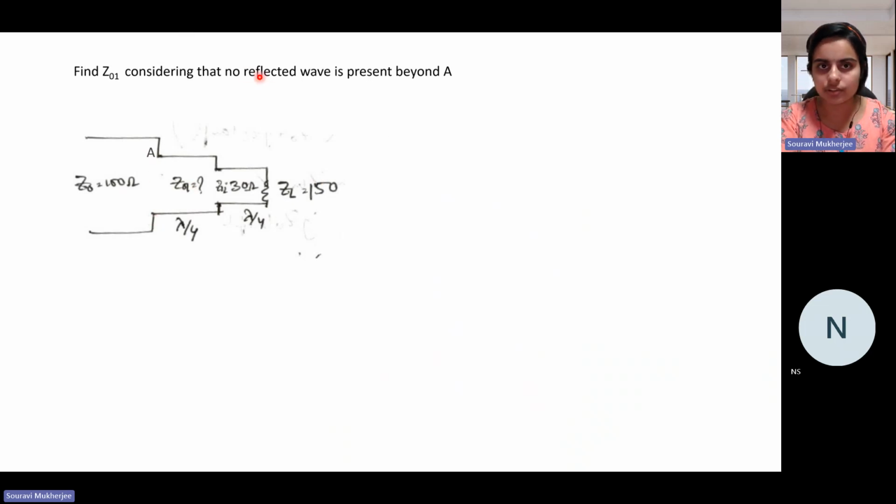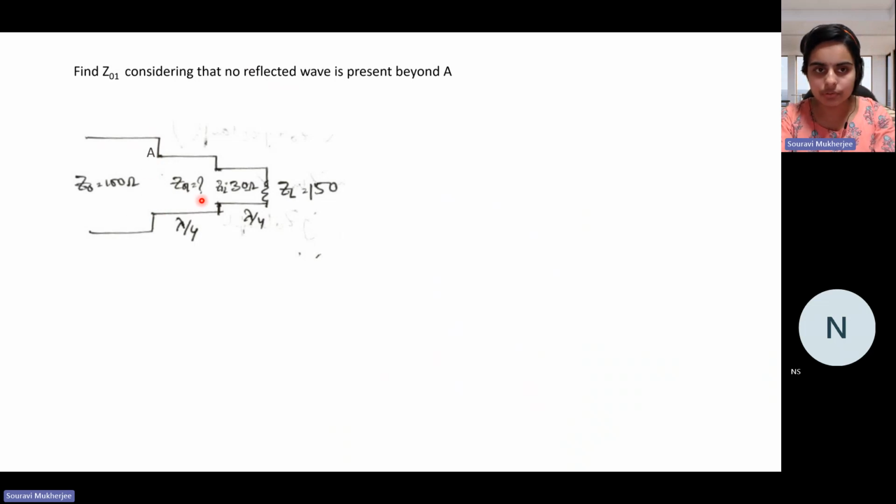Now make use of the fact that there is no reflected wave present beyond A. So what does that mean? When there's no reflected wave, that means the impedance that you have at this end should match the impedance that you have here. If the impedances don't match, there'll be a reflected wave. The fact that there is no reflected wave beyond A tells us that the Z incident in this part of your circuit is equal to 100 ohm.